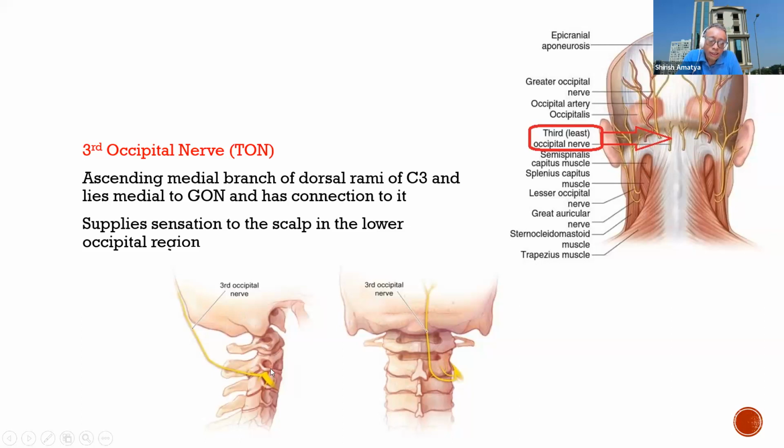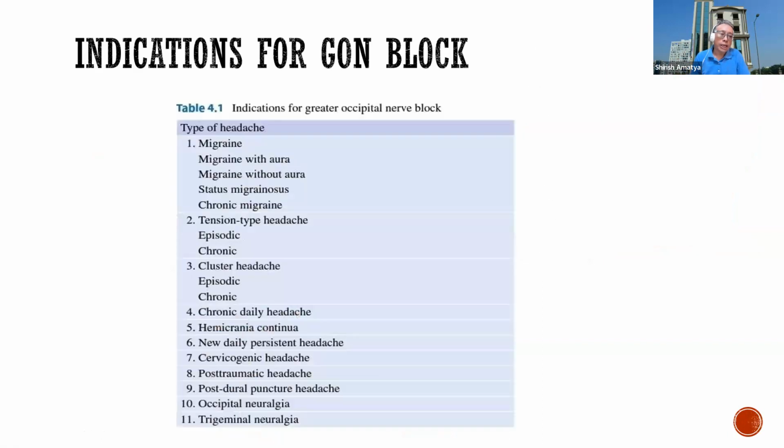After supplying the C2 and C3 facet, it doesn't supply the C1 and C2 facet. In fact, it goes upwards along the muscle plane of obliquus inferior and semispinalis capitis, and it pierces the semispinalis capitis as well as the trapezius, like shown in this picture, and supplies the nape of the neck and the lowest part of the occiput area, and this can be one of the causes of headache as well. So there are various indications for greater occipital nerve block.